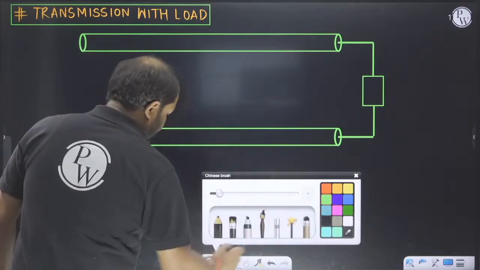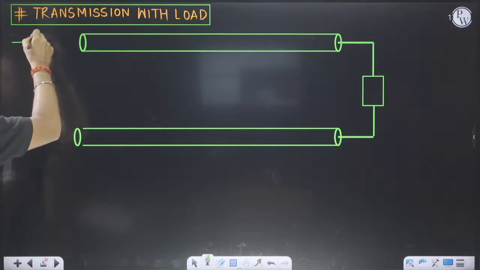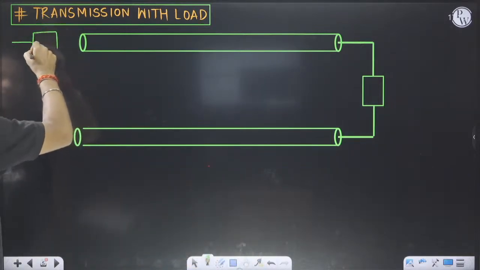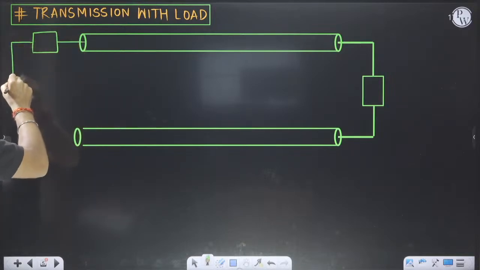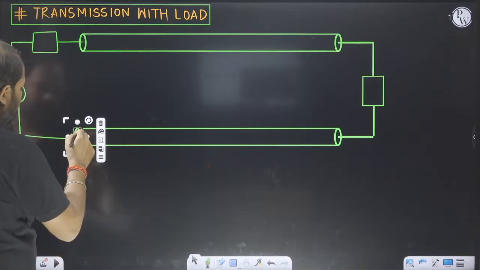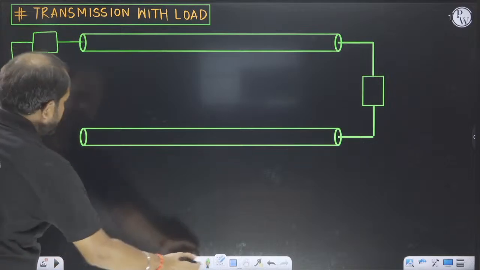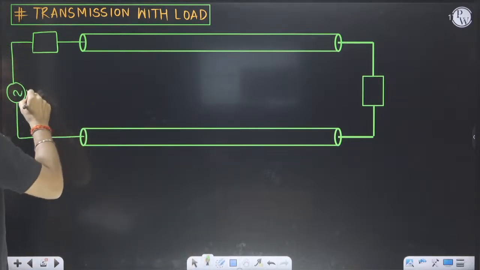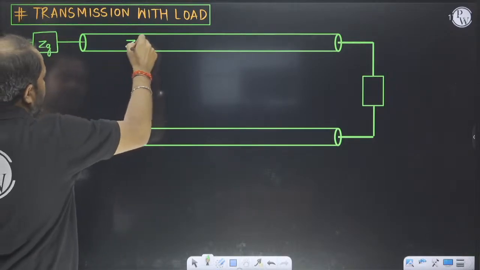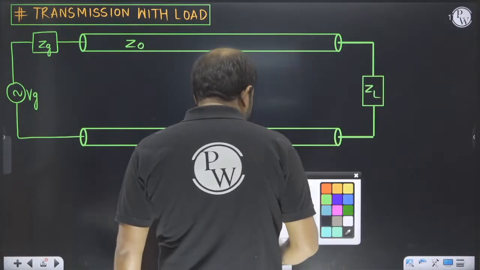So we have a source and a load. The source will be written as ZG and the load will be written as VG. Generator voltage and generator load, and the characteristic impedance of this transmission line is Z0 and the load impedance is ZL.